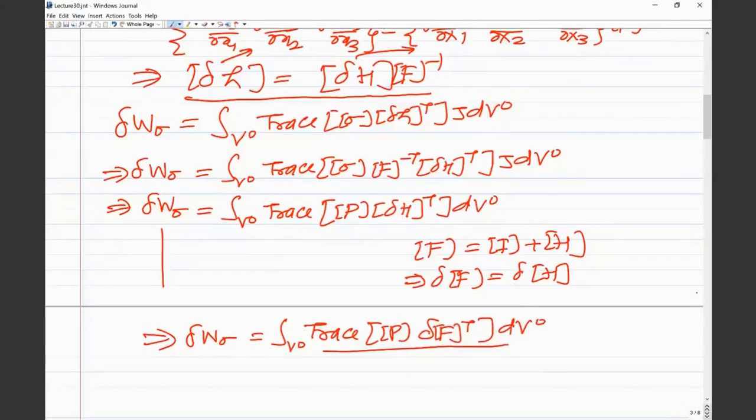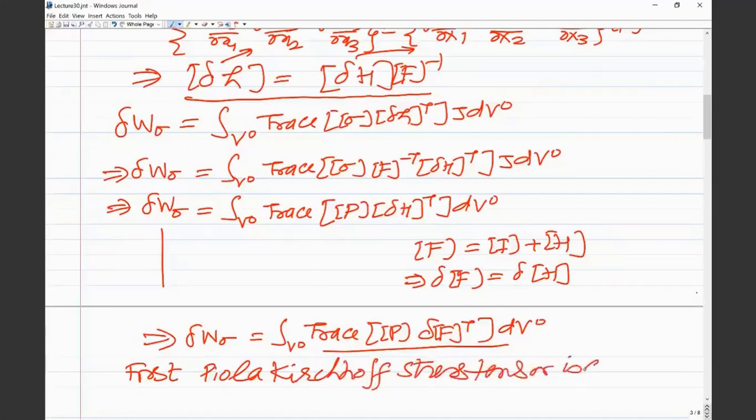Based on this, we can say that the first Kirchhoff stress tensor is conjugate to two things: to delta H, the displacement gradient, or delta F. You can write it either in terms of delta H or in terms of delta F.